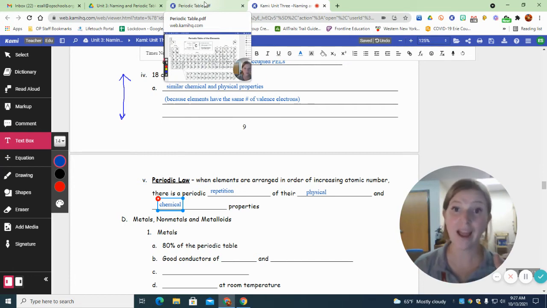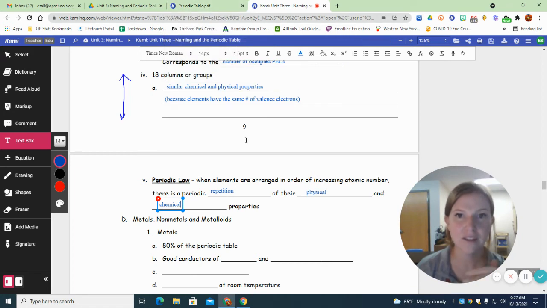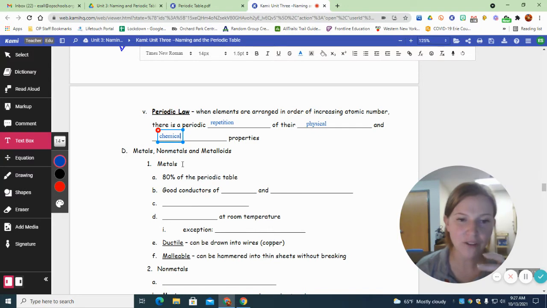Everything that is really reactive is in the same spot. Everything that has color is in the same spot. Everything that's a gas is kind of in the same spot. So there are definitely patterns that are going to exist that we're going to spend the next few days talking about. Now, we briefly also had previously talked about metals, nonmetals, and metalloids because you guys needed to know that in order to do the naming, right?